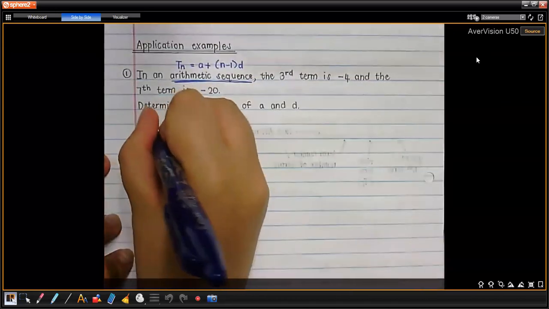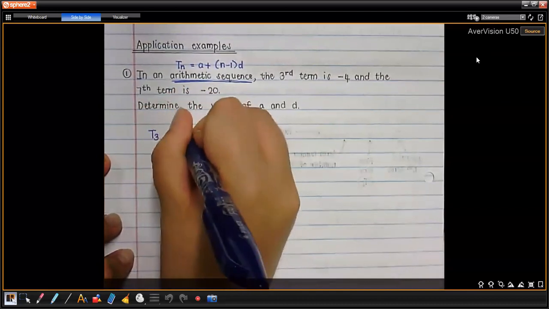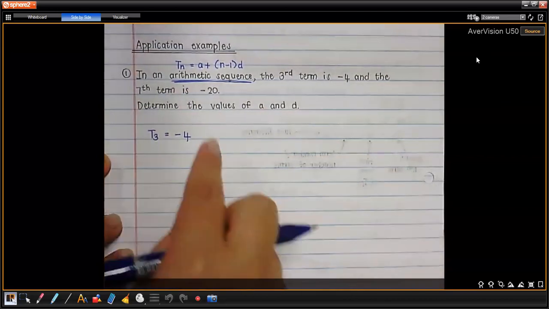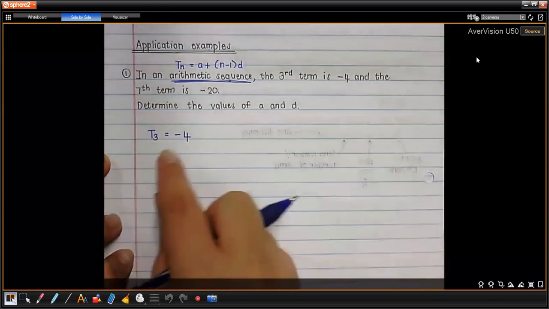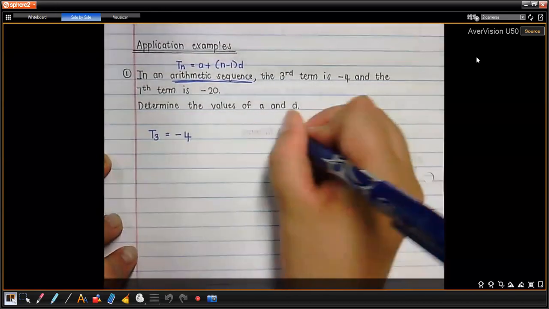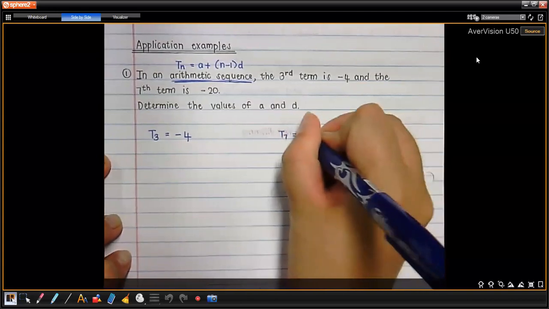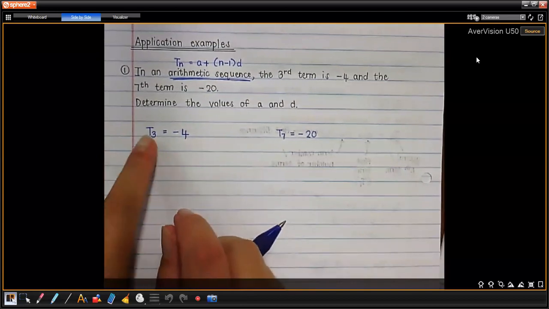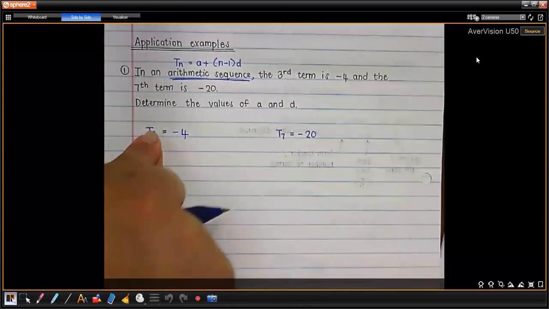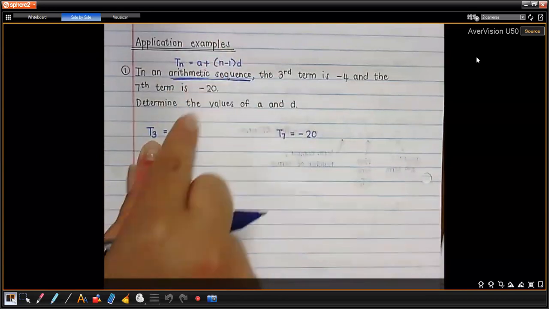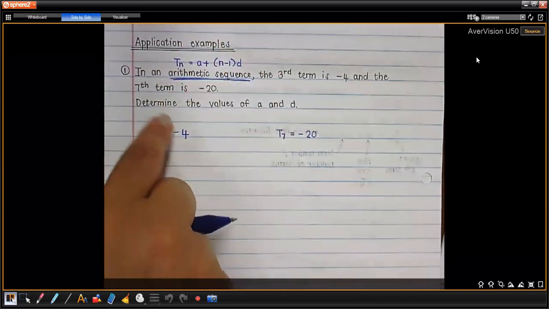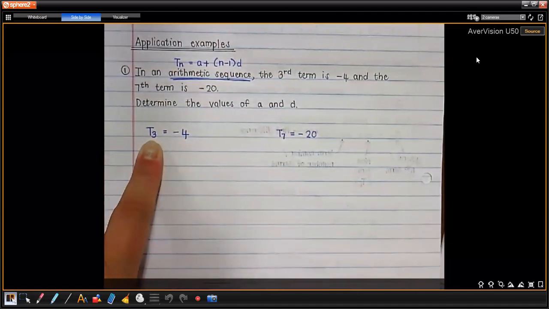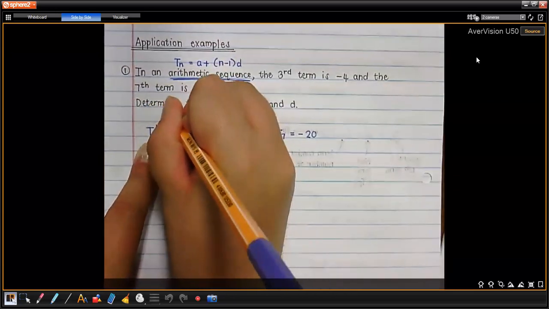They have given us term 3. They're saying that term 3 is -4. Okay, I'm just writing that in a bit of a more mathematical way. All right, term 3 is -4. And they told us that term 7 is -20. Now what I want us to do is let's rewrite term 3 using this formula. Right, so if we have term 3, what is the n value here? If it's term 3, n is 3. Okay, I'm just going to add that. So for term 3, n is equal to 3.